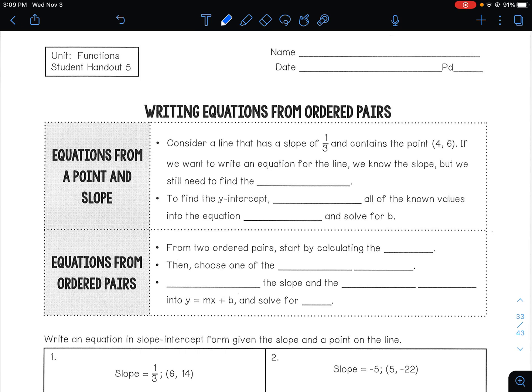In this video, we are going to learn how to write equations from ordered pairs. So let's begin. If we have a point and we're given a slope, so consider a line that has a slope of 1/3 and contains the point (4, 6). If we want to write an equation for that line, we know what the slope is, but we still need to find what. So remember, equations are written y equals mx plus b.